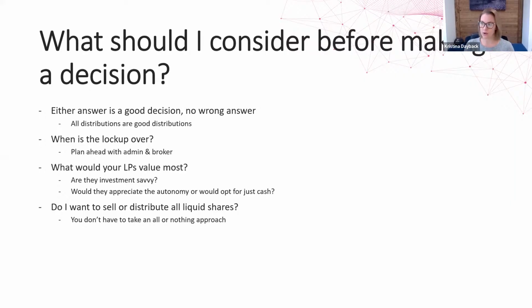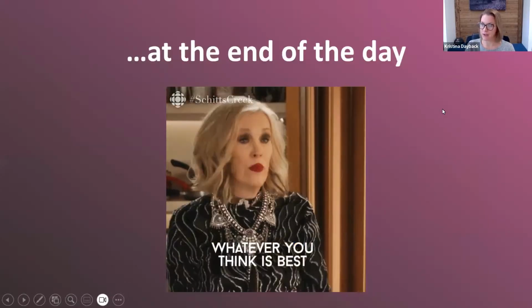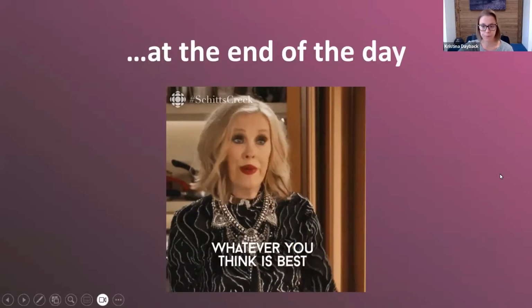And then the other thing you want to think about is you don't have to take an all or nothing approach. You could distribute some shares, you could sell some shares and hold on to others. So you don't have to approach it as all or nothing. At the end of the day, whatever you think is best for your fund is the way that you should approach it. Like I said, there's no real wrong answer there.